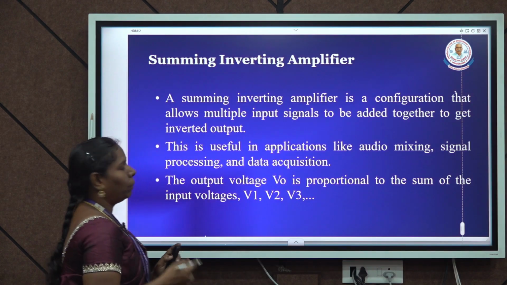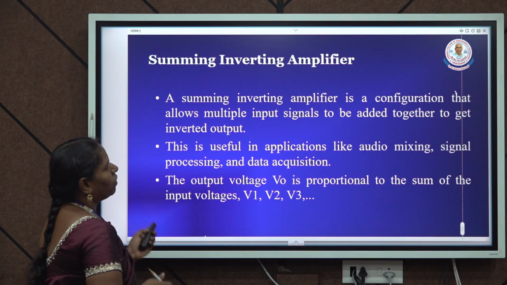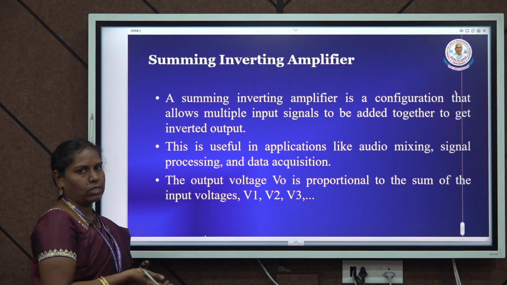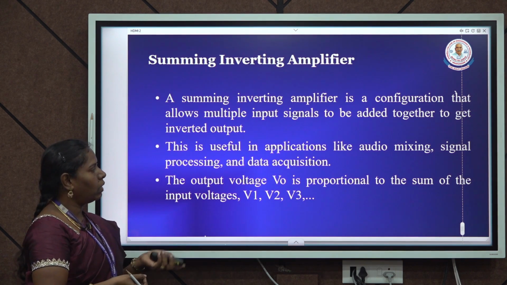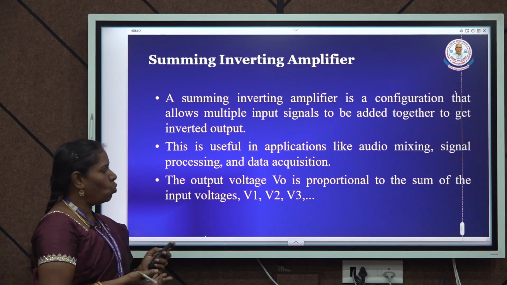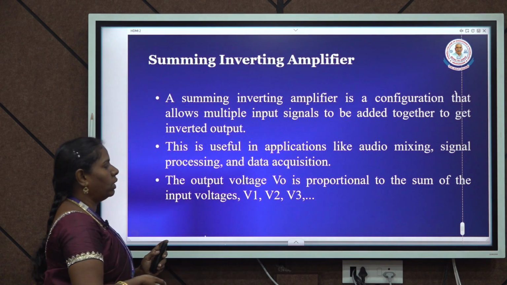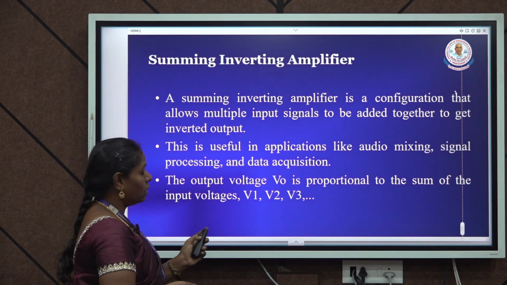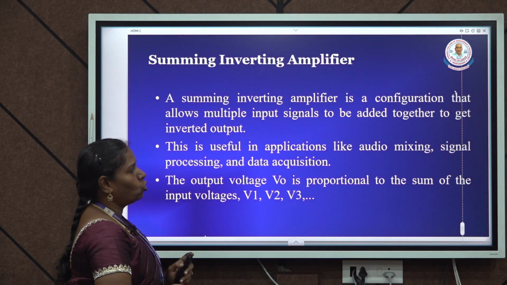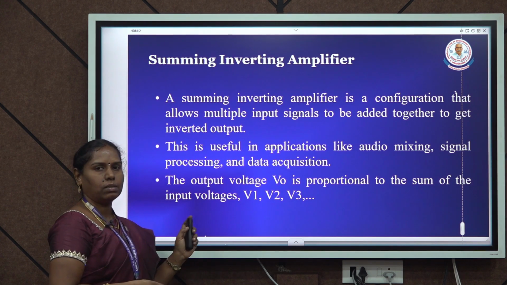And the next application of the inverting amplifier is the summing amplifier. Here we have to add 2 or more signals. In the previous case we were giving only one input V1, but here we are going to give 2 or more signals, and the output is proportional to the sum of the input voltages V1, V2, V3, but the output is in an inverted manner. Generally it is used in audio mixing, signal processing units or data acquisition systems.